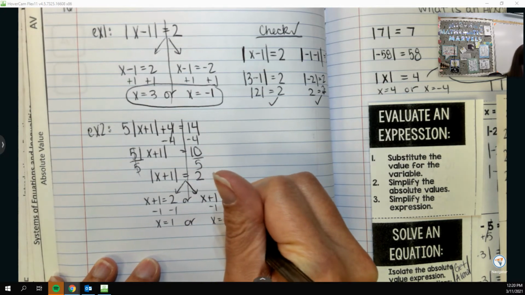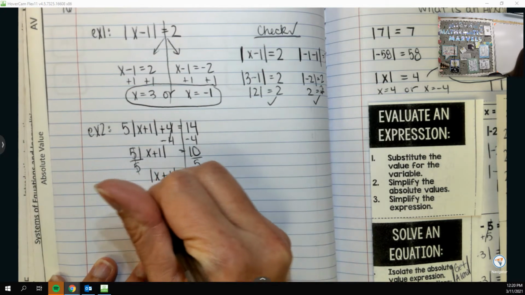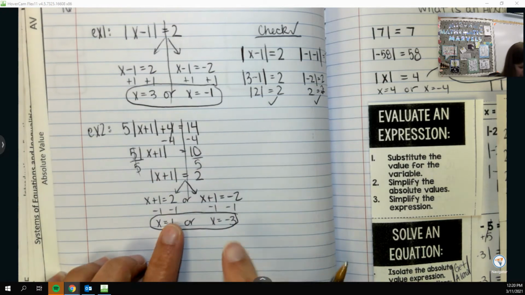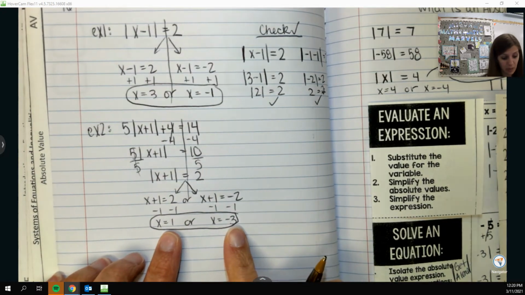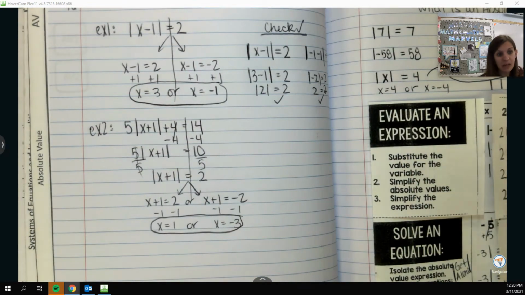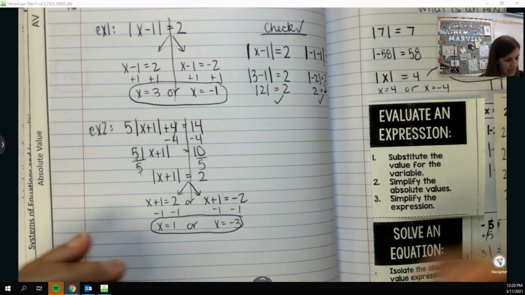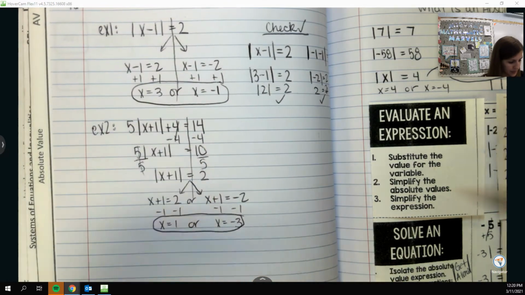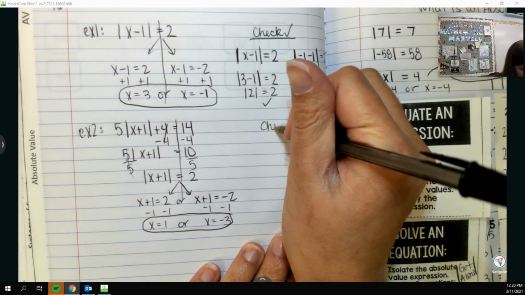x is -3. So you can see something else that we talked about too is the numbers don't have to be opposite of each other. They could be completely different numbers. Like over here when I solved it was 4 and -4, but they're not always going to be the same number but different signs. So, all right, let's check our answer.